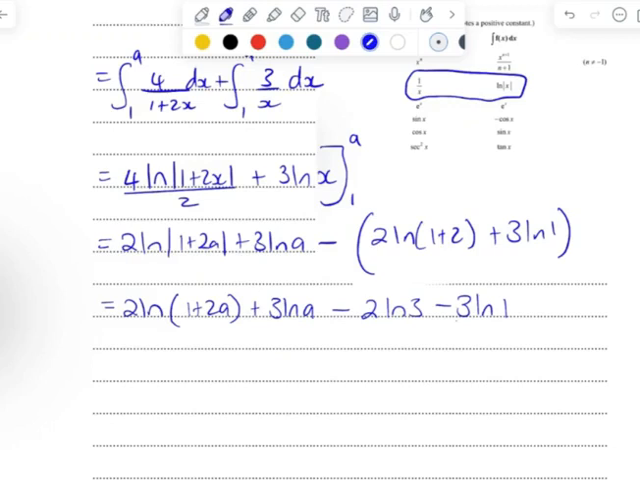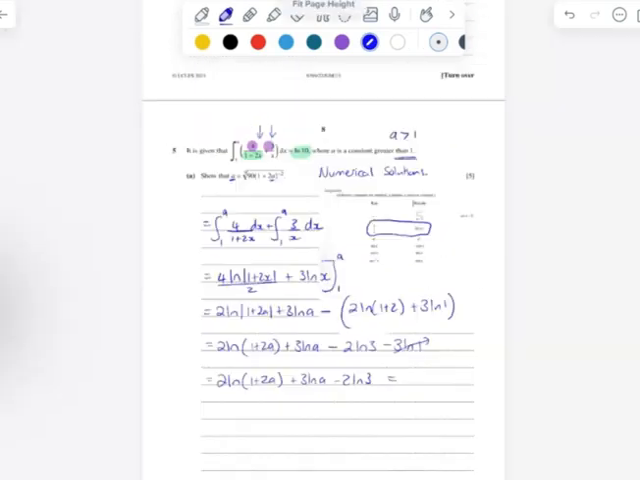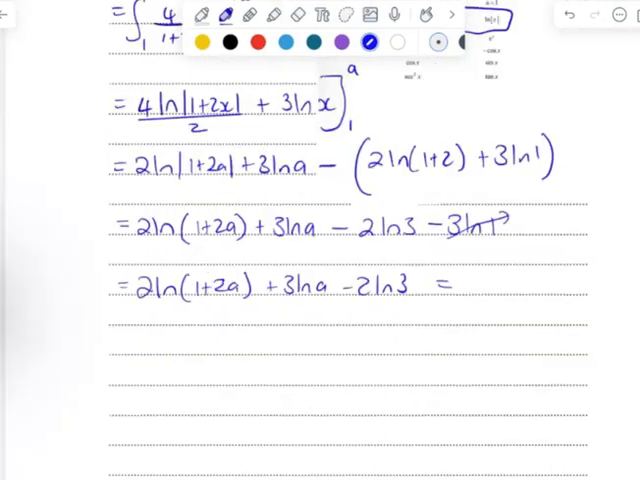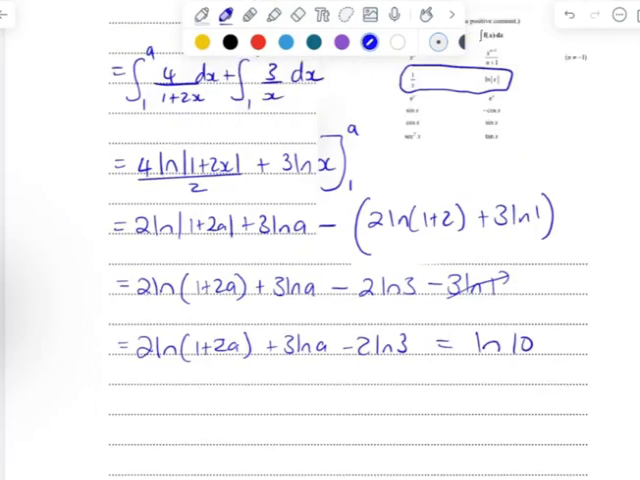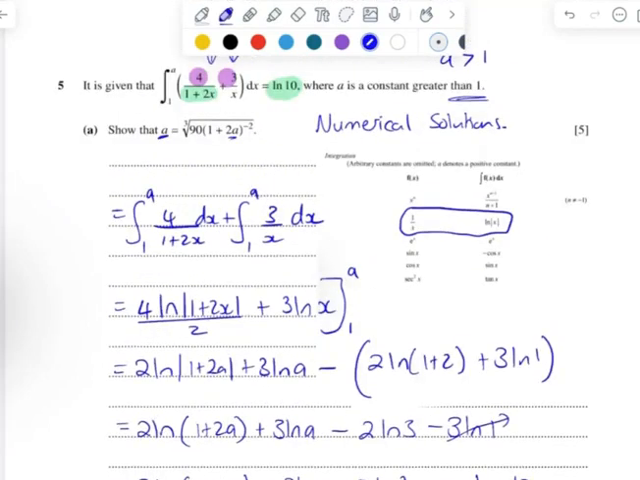Okay, ln of 1 is 0. So I've got 2 ln a minus 2 ln 3. And now we know that that whole integral is equal to ln 10. Okay, now we need to rearrange this. So we're not necessarily solving anything here. We need to rearrange this.